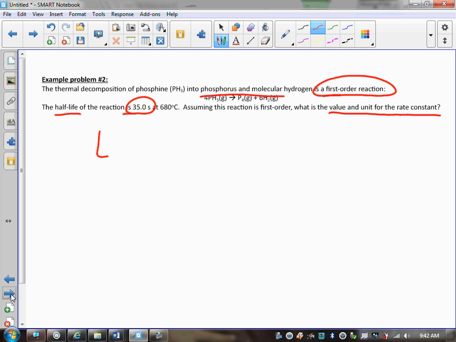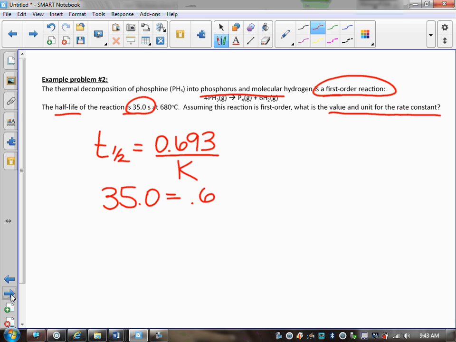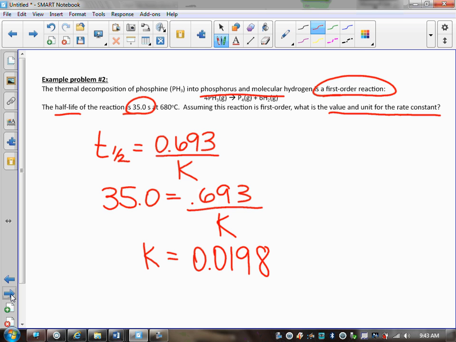So again, our equation, anytime we're dealing with half-life, is going to be 0.693 over k. It's going to be your half-life. Now this time, they've given us the half-life, so I'm going to plug in my 35 seconds here. 0.693 over k. Cross multiply, and you end up with a k value, rounded to 3 sig figs, of 0.0198. Now, here's the deal. We need to figure out what the unit is, because it said the value and the unit.